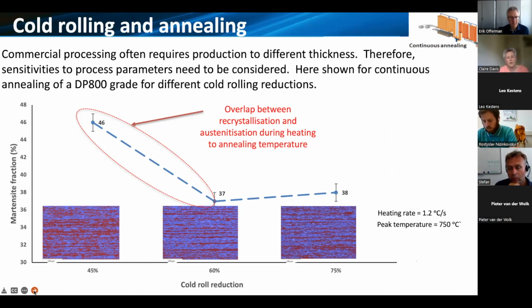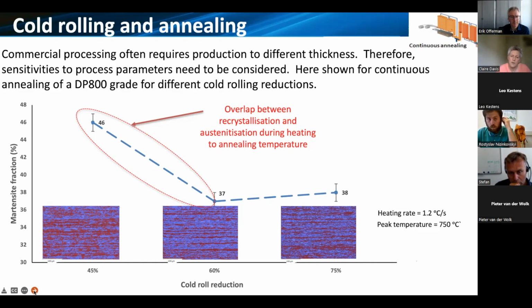So what I've got here is an example of that process sensitivity, because generally speaking, even for a single composition, single property range DP steel, there may be requirements for different thicknesses. And so we need to be able to try and make those different thicknesses with consistent properties.